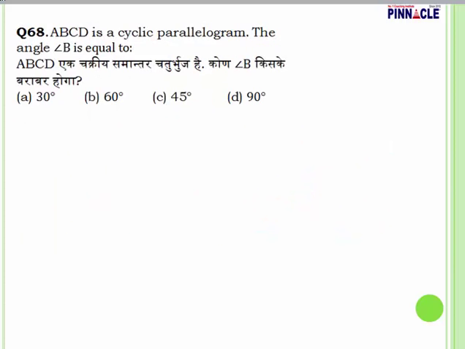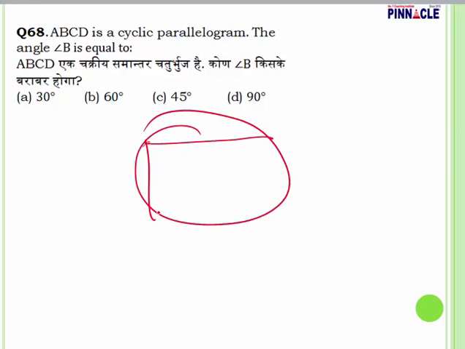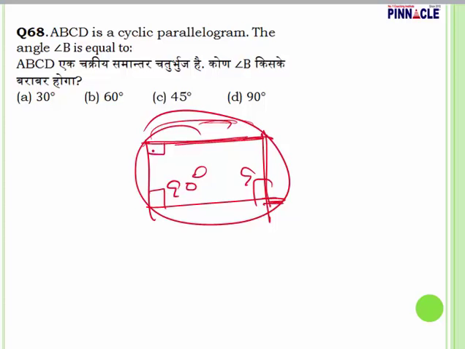Next question, question number 68. ABCD is a cyclic parallelogram. A parallelogram in a circle is always a rectangle. So this should be equal to 90 degree, this is also 90 degree, and this is also 90 degree. This is the property, and you will always find these two lines parallel only when you have a rectangle or square in the circle.